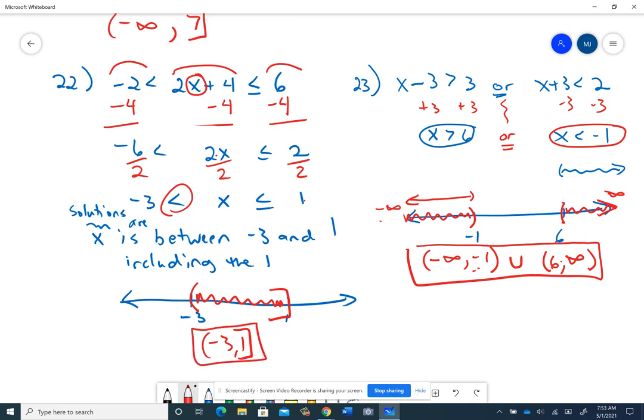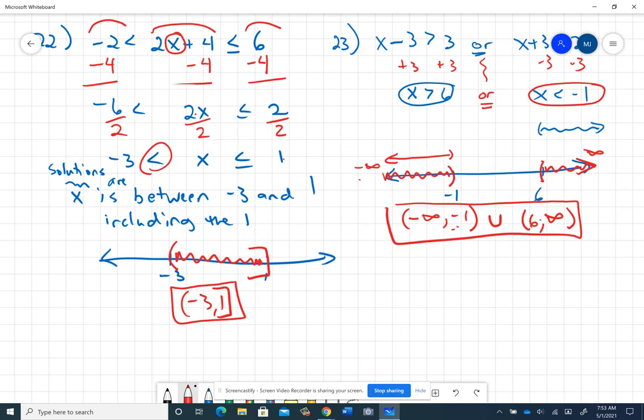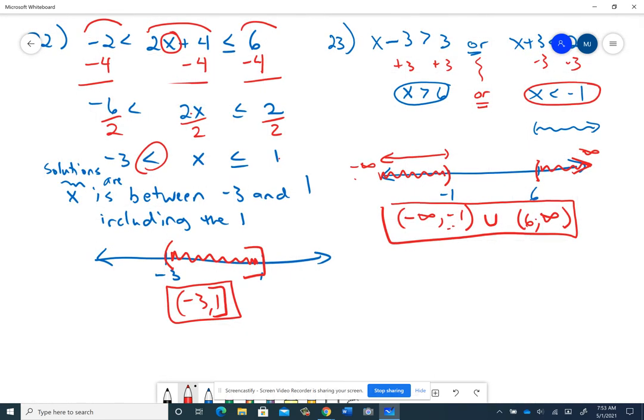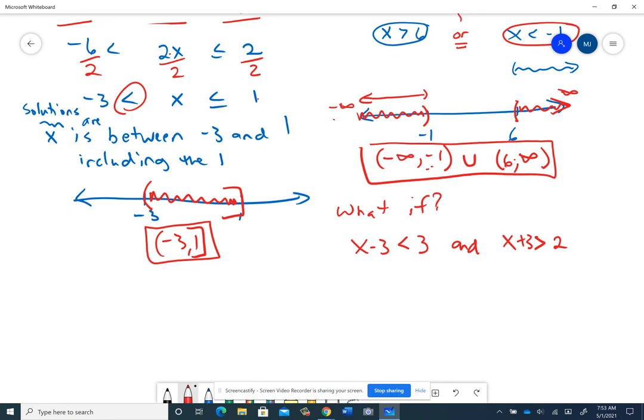All right, so that kind of finishes up the chapter 2 material. I do want to, let's do one what if. Let's just make one up. What if we had x minus 3 is less than 3, and let's switch this one around, and x plus 3 is greater than 2. Let's see what would happen if we just kind of did a what if. It was a little different.